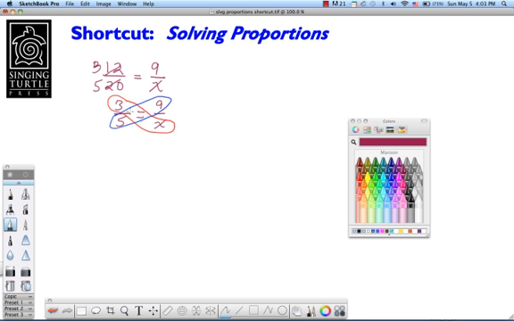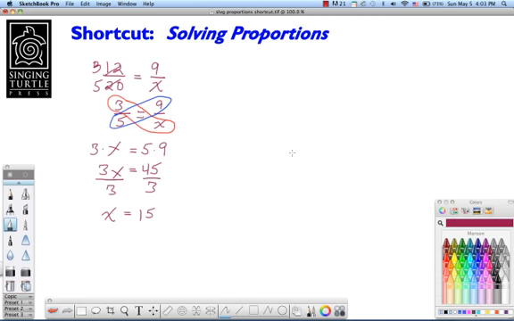So I start with the diagonal that has the variable, that's the red one, and we'd say 3 times x equals the other diagonal, the blue one, 5 times 9. And that's just the same as saying 3x equals 45. And at this point, of course, it's just simple algebra. You just divide both sides by 3, and you wind up with x equaling 15. And that is correct. There is absolutely nothing wrong with that.